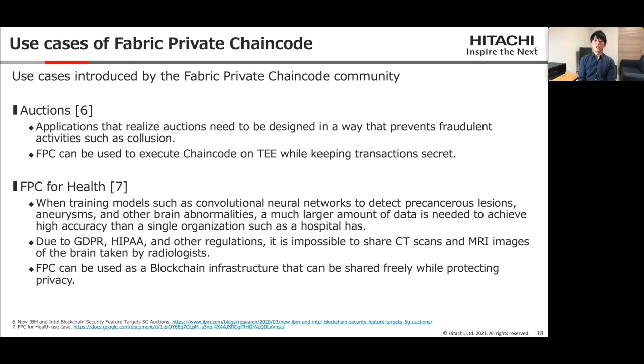Private chaincode is still a developing project, and there are no real-world examples yet. But there are some use cases introduced by the community that I would like to share with you. The first one is auctions. Applications that realize auctions need to be designed in such a way that collusion and other fraudulent activities are not possible. Private chaincode can be used to execute chaincode on a trusted execution environment while keeping transactions secret.